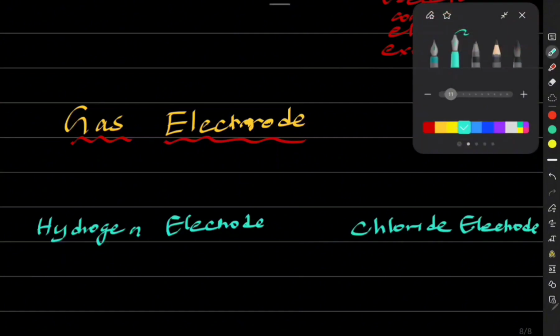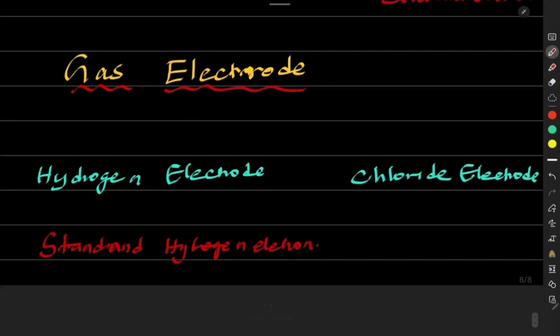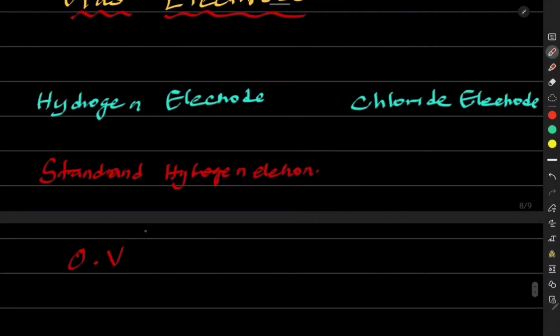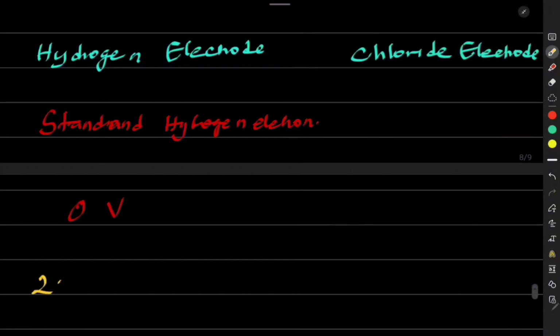This hydrogen electrode is called the standard hydrogen electrode. We know that. Standard hydrogen electrode, and its potential is 0 volts. Let's look at the reaction. 2H plus aqueous plus 2 electrons, the reversible reaction, they form H2 gas.